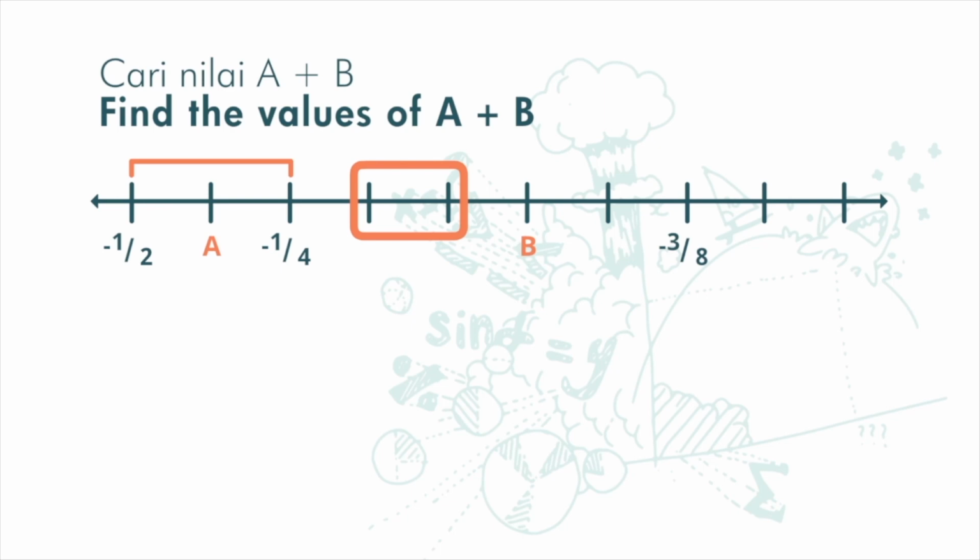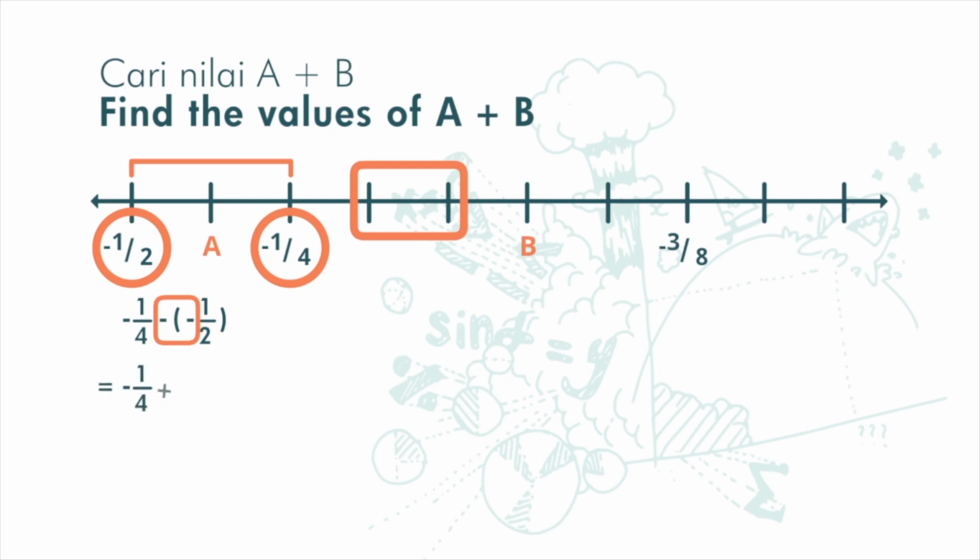If we find the value of these two parts, we can simply divide it by 2 to get the value of one part. To find the value here, we need to find the difference between -1/4 and -1/2. So what we have here is -1/4 minus -1/2. Minus negative becomes plus. So we are going to write it as -1/4 plus 1/2.